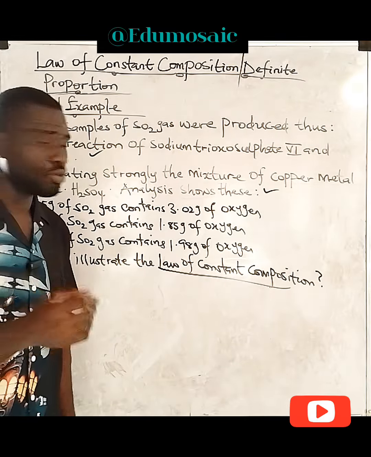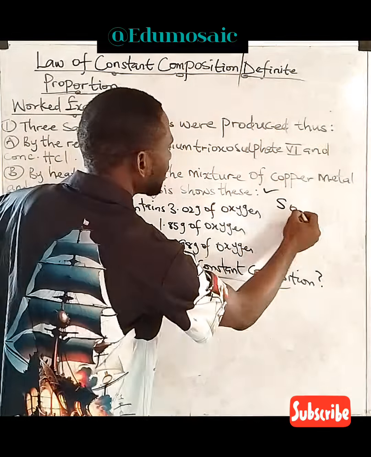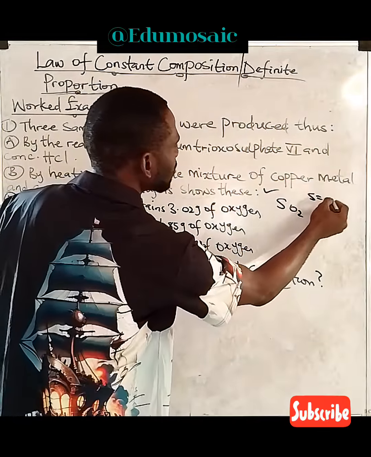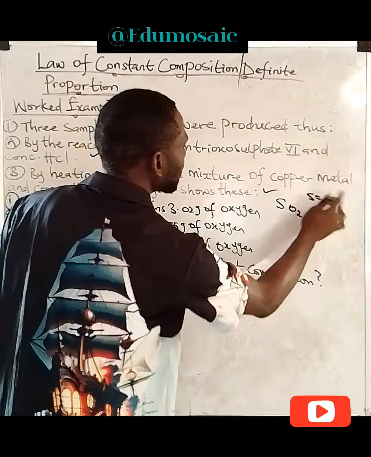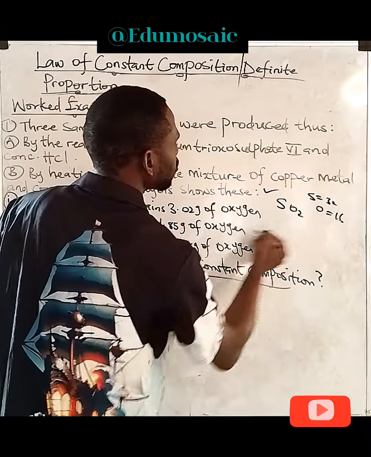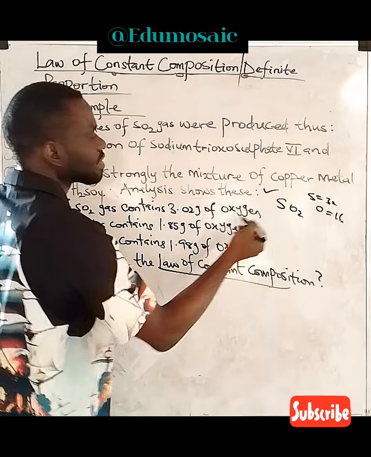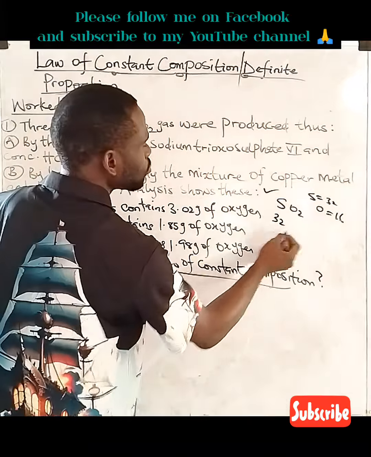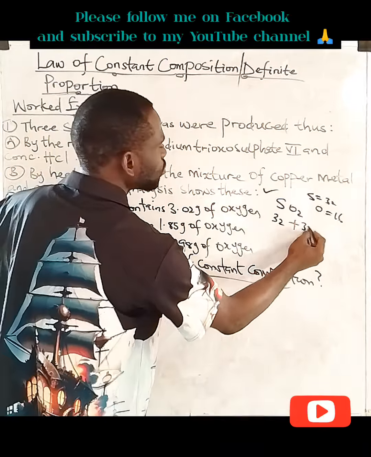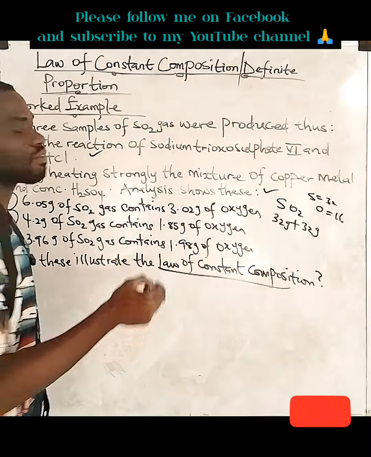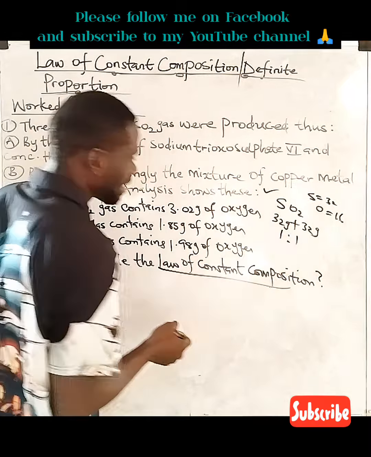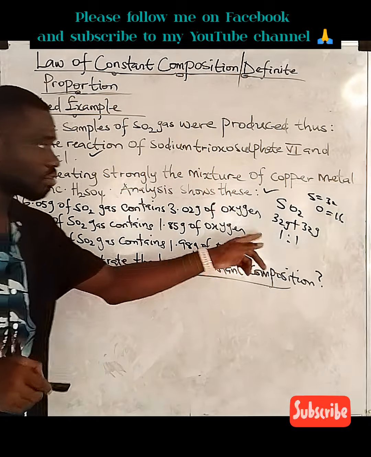That is, when you look at SO2, it is sulfur dioxide. Sulfur has an atomic mass unit of, sulfur is 32, I beg your pardon. Oxygen is 16. So by the time you check the atomic mass units, by the time you compare them, this is 32 plus 16 times 2, 32. So we have 32 gram to 32 gram. So that means sulfur and oxygen, we have a ratio of what? 1 to 1. That's 50-50% for sulfur and oxygen.